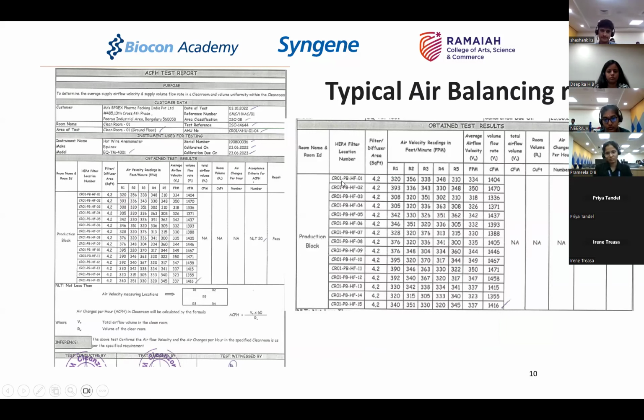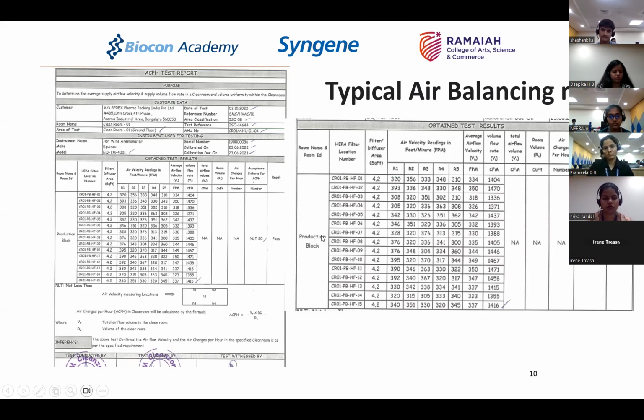So each grill, if you had seen it in the earlier video, would have a particular number that will be assigned by the QA department. If you have observed during your site visits also, each grill will have its own number, so that when they are doing this testing in every room, they will take the number of grills prescribed by the QA.